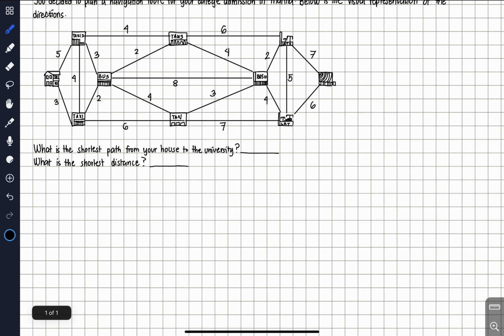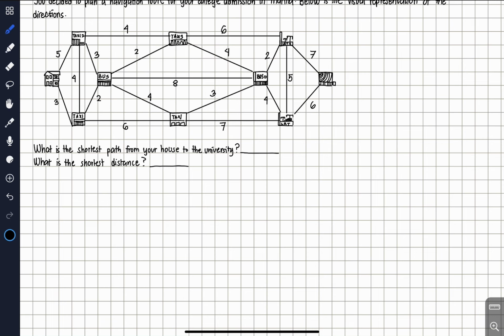So for our first question, what is the shortest path from your house to the university? And the second one is, what is the shortest distance from your house to the university? So in order for us to start, we use the Dijkstra's problem.